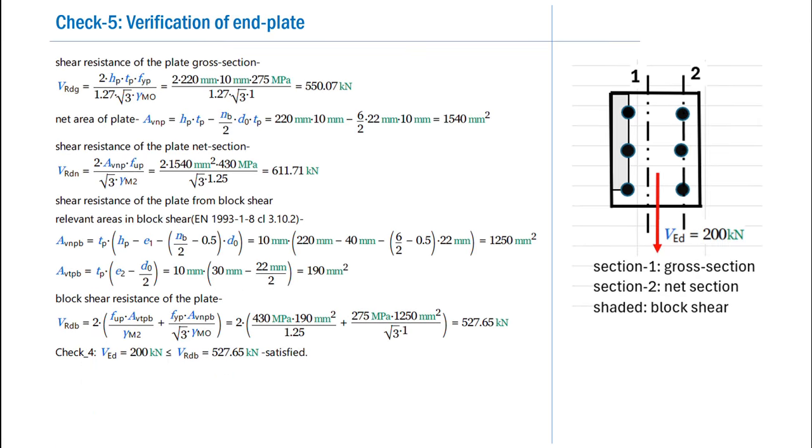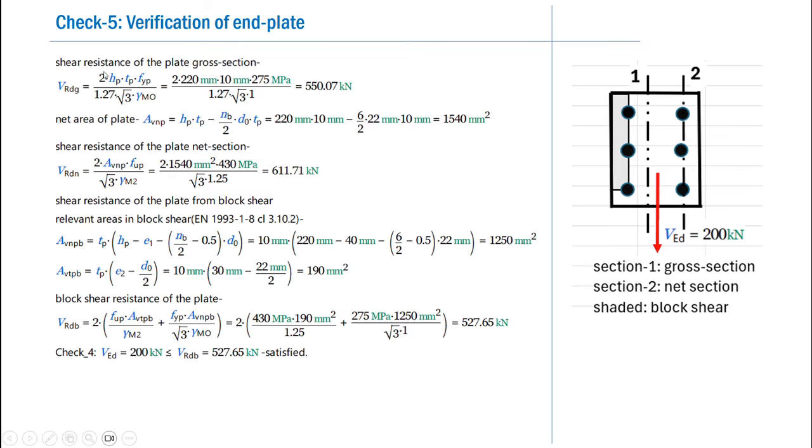So next we go for check 5, that is the computation of the end plate. That means whether the end plate thickness is satisfactory or not. So here, as far as the end plate is concerned, we need to make 3 verifications. One along the cross section, that is identified through section 1.1, and then the capacity of the plate needs to be obtained also by considering the net section, that is as identified through section 2. And finally, we need to check the plate for the block shear, which happens along the shaded area.